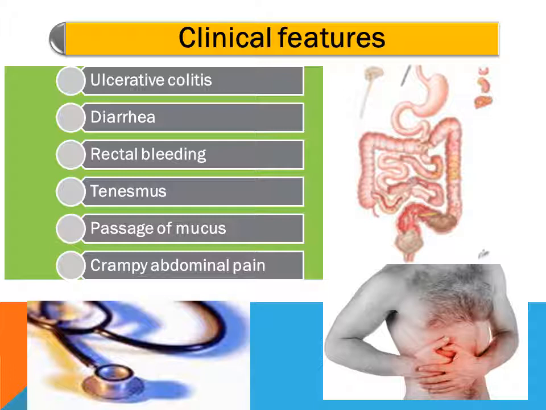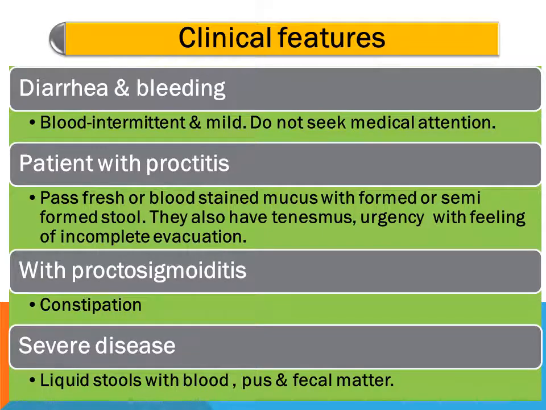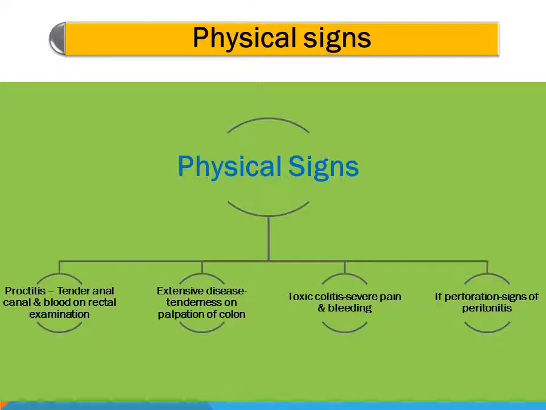Then clinical features of ulcerative colitis are diarrhea, rectal bleeding, tenesmus, passage of mucus and crampy pain. Diarrhea and bleeding may be intermittent and mild, and patients do not seek medical attention. Usually, patients with proctitis pass fresh or blood-stained mucus with formed or semi-formed stools. They also have tenesmus, urgency with feeling of incomplete evacuation. While with proctitis, usually the patient has constipation.